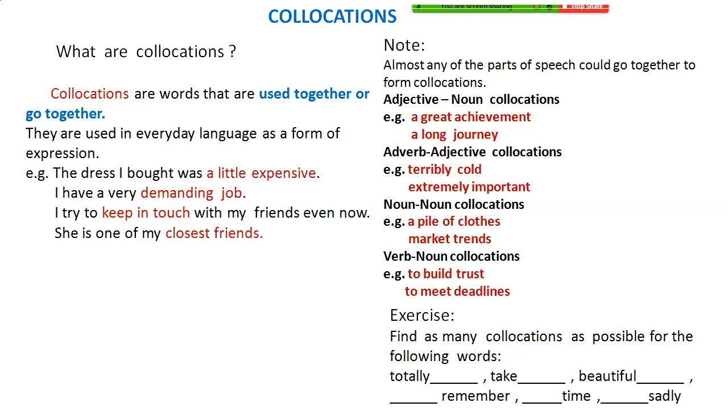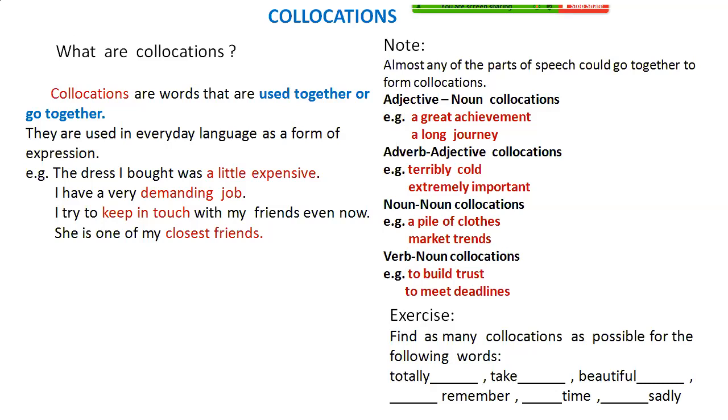Note, almost any of the parts of speech can be used together to form collocations. You could have an adjective and a noun combination. For example, a great achievement. Here, great is an adjective and achievement is a noun. Or the collocation a long journey. Long is an adjective while journey is a noun.